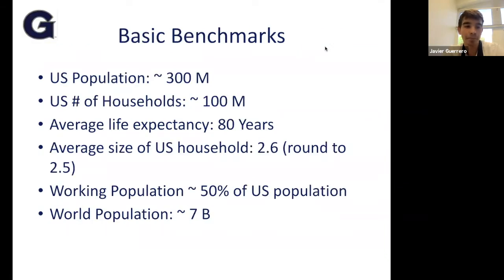So here are a few basic benchmarks. Again, you'll notice how rounding can be used to make your life easier. For US population, you can use 300 million. US number of households, roughly 100 million. Average life expectancy, around 80. Average size of US household, 2.6. You can round to 2.5. The working population is roughly 50%, and the world population is 7 billion. I would take a picture of this.